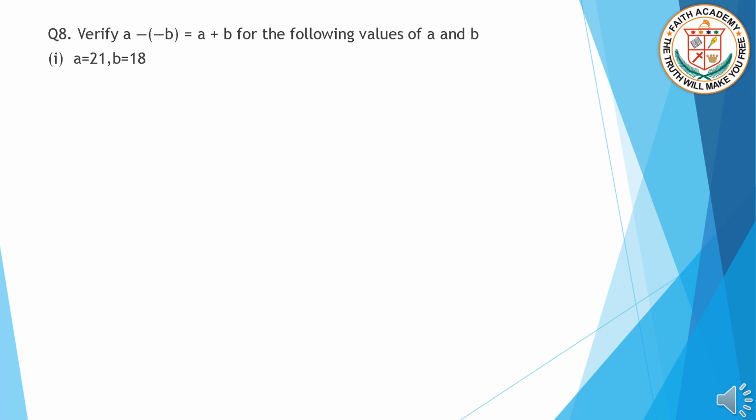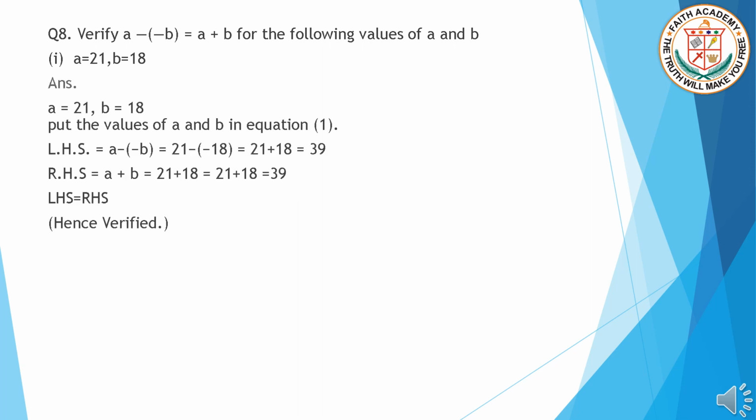But if the answer is not equal, then that means the equation does not stand true for the values given at hand. So first let us start with LHS. A minus minus b, where we put the value of a and b as 21 and 18. 21 minus minus 18. Whenever two signs are coming together, we always use the rule of sign. So two negatives becomes a positive. 21 plus 18, which is 39.